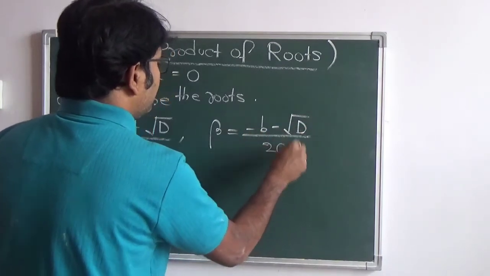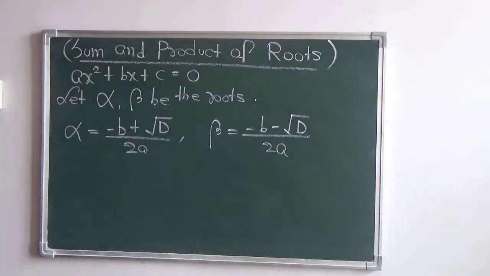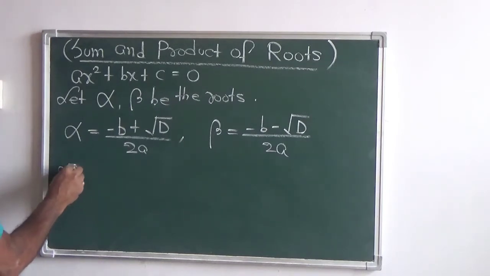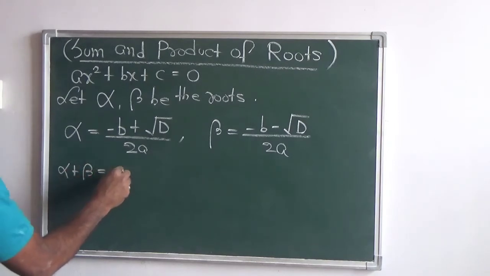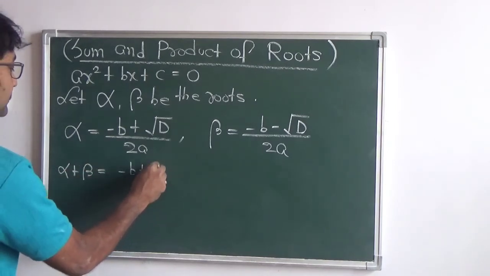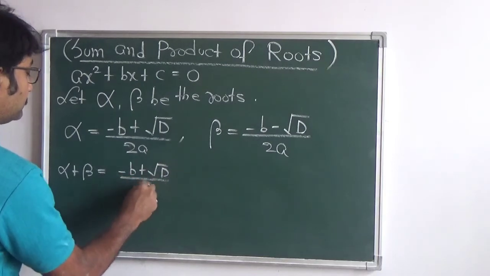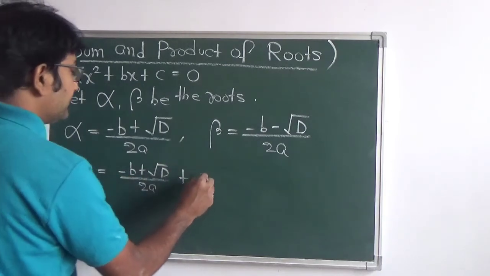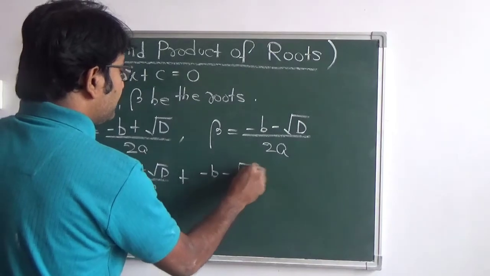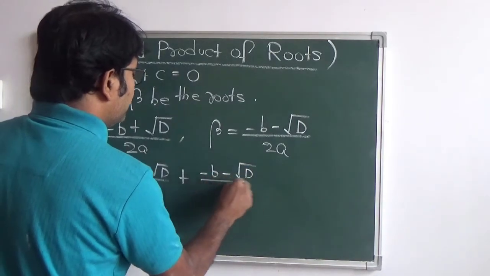Because the two roots of the quadratic equation are minus b plus minus root over b square minus 4ac by 2a, that is minus b plus minus root over d by 2a. So we take alpha as minus b plus root d by 2a and beta is minus b minus root d by 2a. Now if we add these two, what will we get? Minus b plus root over d by 2a plus minus b minus root d by 2a.